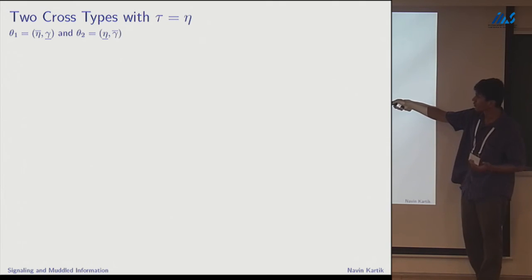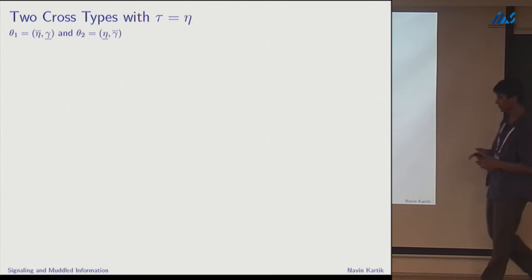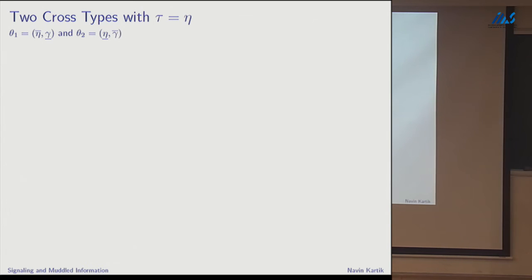Let's think about the case where the dimension of interest is the natural action. We've got two types, let me call them theta 1. I'll sometimes refer to this, just to make my verbiage easier, as the natural type. This is a high natural action, low gaming ability, and theta 2, low natural action, high gaming ability. This is theta 1, that's theta 2.